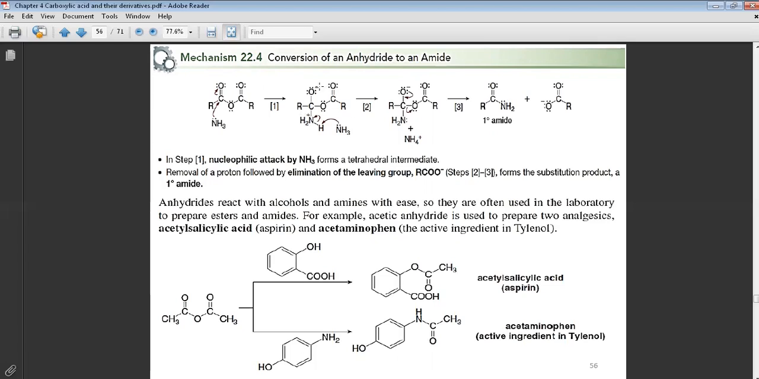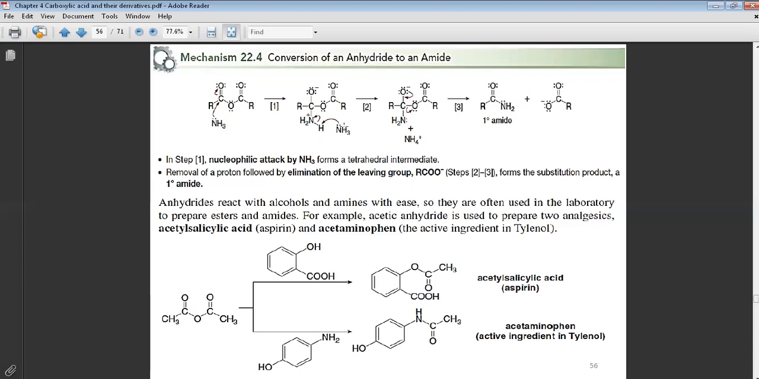The minus on the oxygen is no problem. It will be removed because it will make a pi bond, and this part will be the leaving group. But how can we remove this positive charge? We can remove this positive charge by deprotonation, that means removing a proton from the nitrogen.